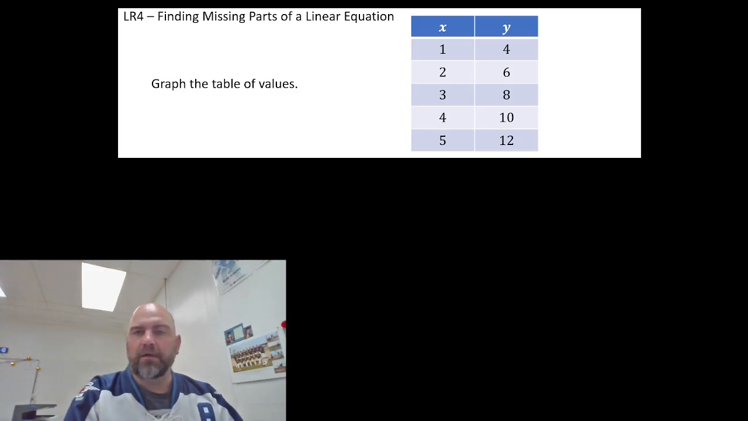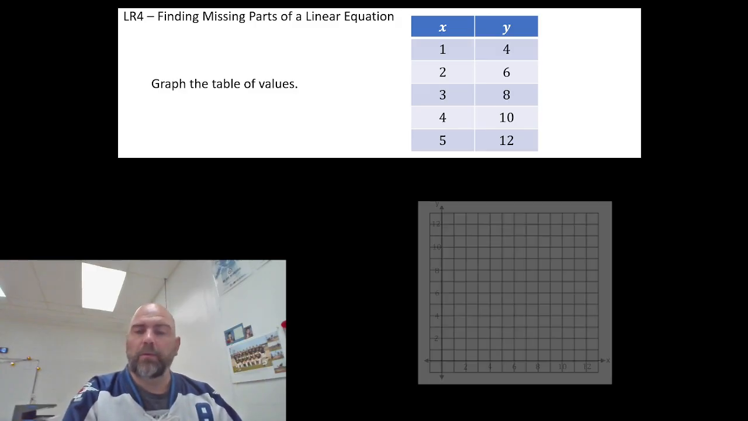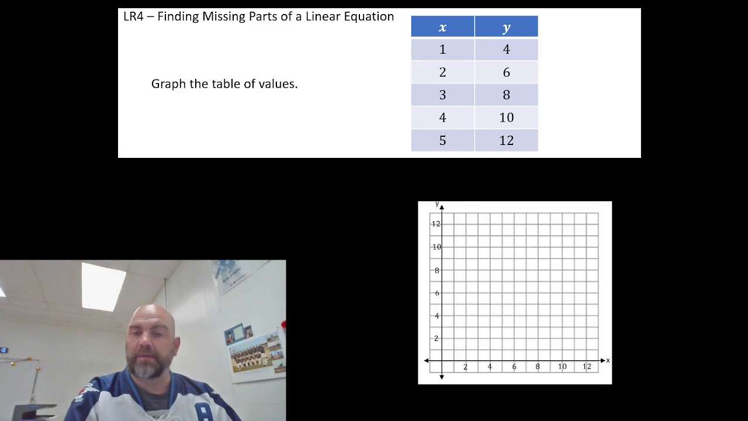Now we know it's linear because our x and our y values are increasing, in this case, by the same number each time. X is consistently going up by 1, and the y value is going up by 2's. So when we graph it out, which we'll do on this little piece of grid paper here, it's going to create a straight line. Now each of those points is given there. We have (1, 4), (2, 6), (3, 8), (4, 10), and (5, 12).